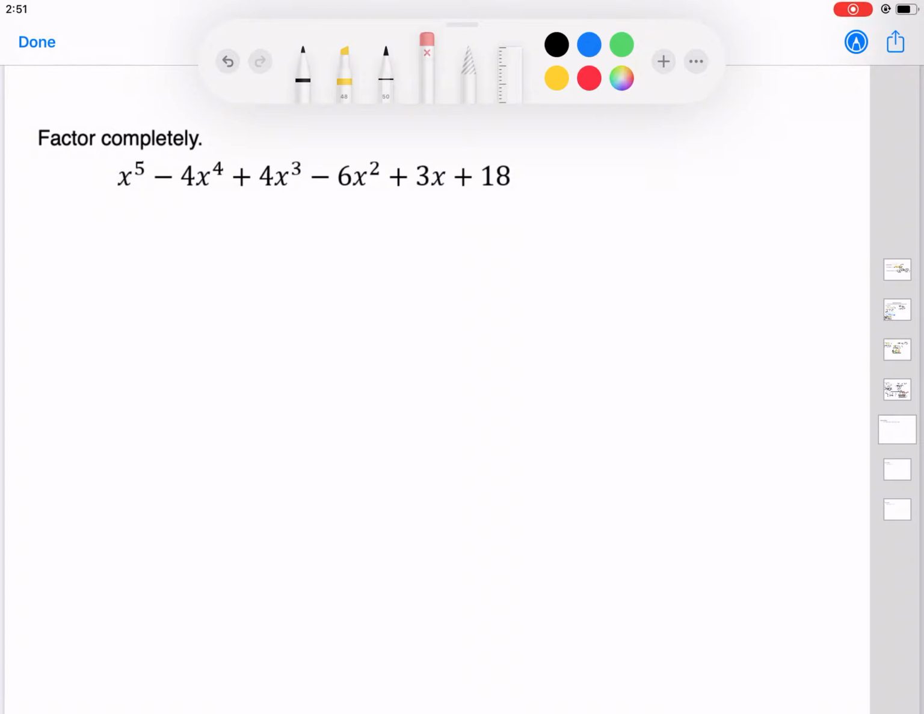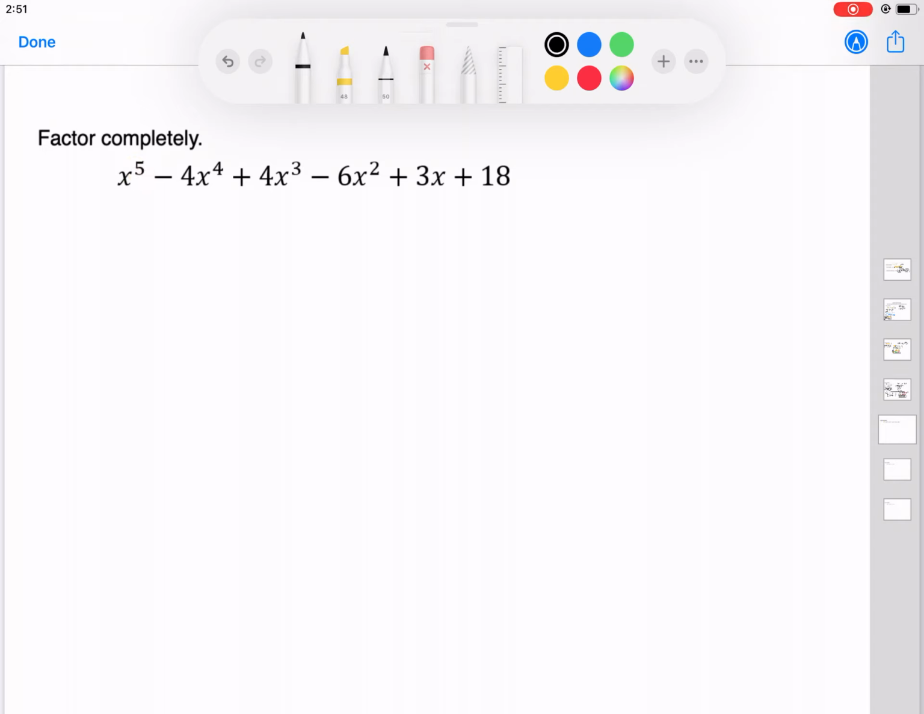Let's go ahead and do a problem where we're going to have to do synthetic division twice. That's anytime you're higher than the third power. So this one's to the fifth power. Anything higher than the third power, there's the possibility that you may have to do synthetic division twice on it. So this is one of those examples.